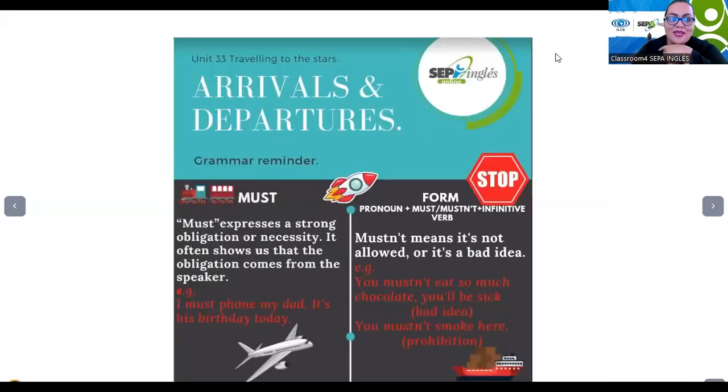Well, here we have arrivals and departures. The grammar reminder. Okay, in this session, we studied the must structure. Let's see what the must structure is for and how it is constructed. Must expresses a strong obligation or necessity. It often shows us that the obligation comes from the speaker, from me.